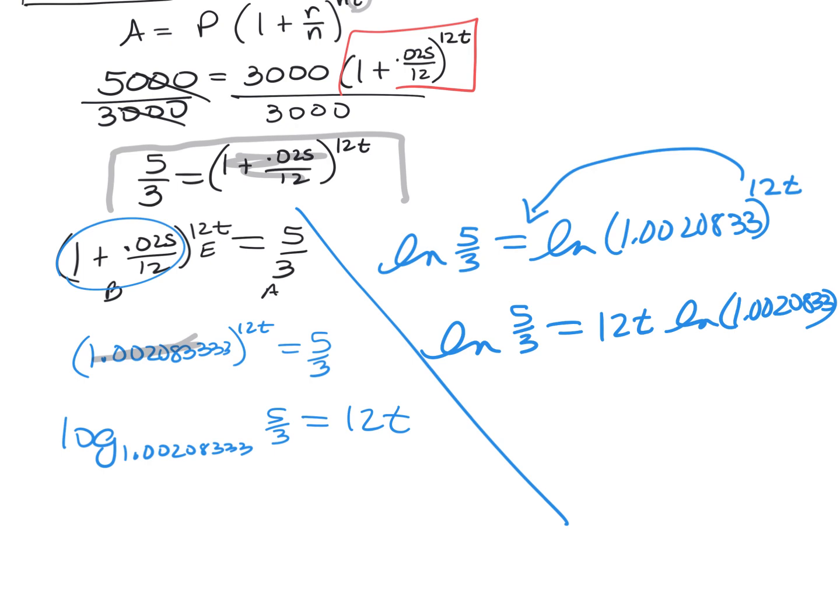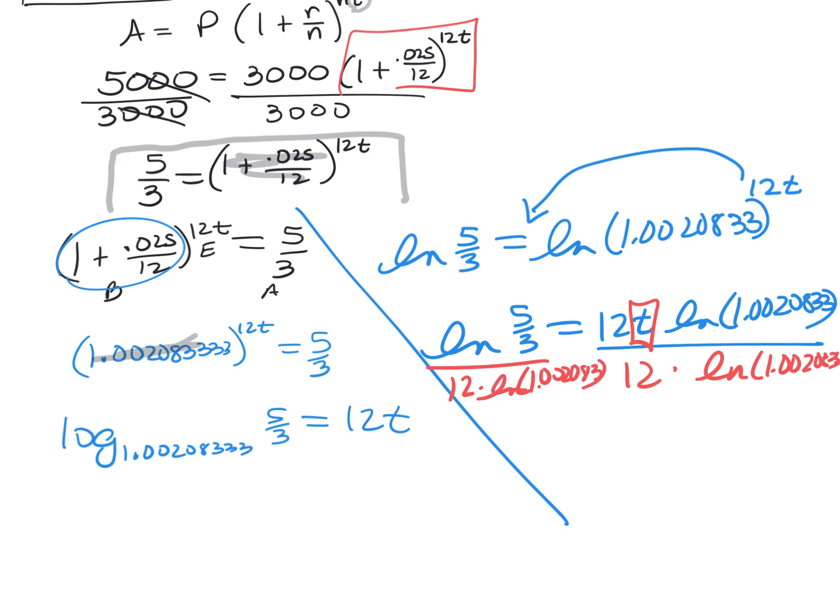And now what I can do is solve. I want to get this by itself, my t. So I'm just dividing both sides by 12 ln 1.0020833. Same thing over here. And you could do this continuous in your calculator. And then this cancels. And then you're left with t is equal to 20.49 years. If we round it to the tenths place, 20.5 years. That's how long it would take.